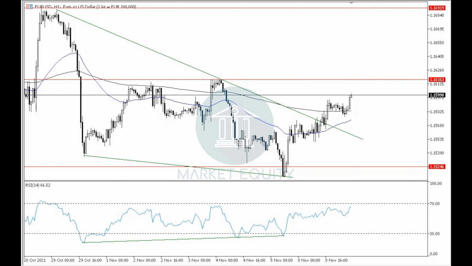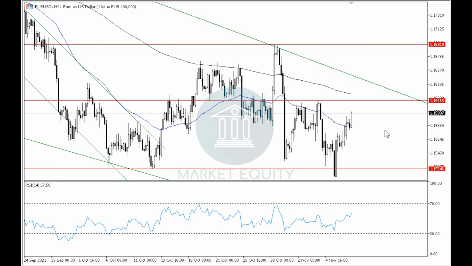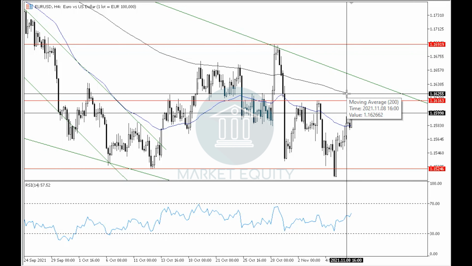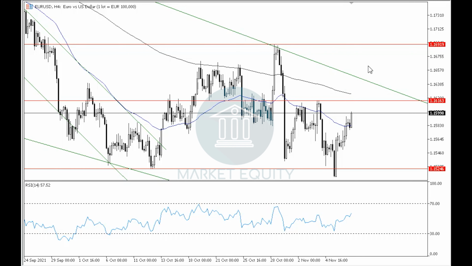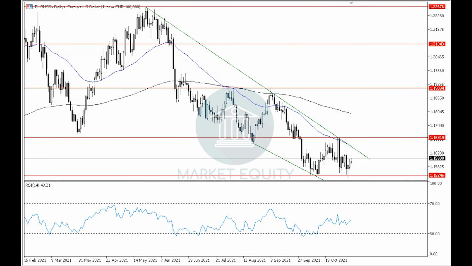well as the 4-hour time frame inside the downtrend in the 4-hour time frame and the daily time frame, and it is currently expected to retest around level 1.1615, then around level 1.1625 near the upper boundary of the falling wedge in the daily time frame.